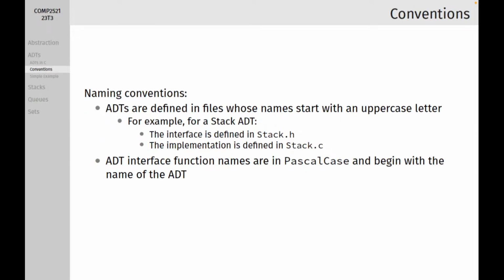And here's one last bit about conventions in this course. In this course, when we define an ADT, we'll define them in names starting with an uppercase letter. For example, for a stack ADT, the interface will be defined in stack.h, and the implementation will be defined in stack.c. And function names use this naming style, Pascal case. It's like camel case, except the first letter is capital. And the function names begin with the name of the ADT.